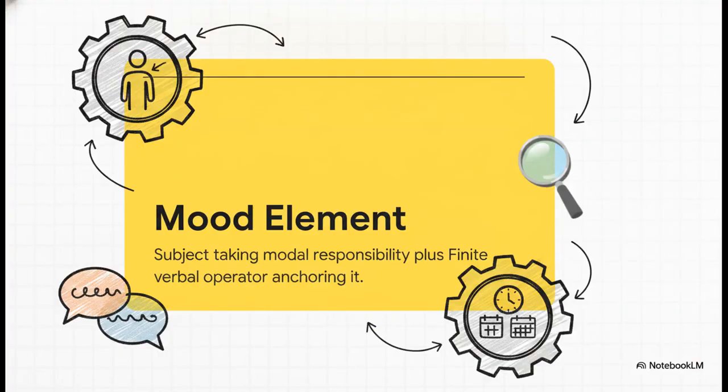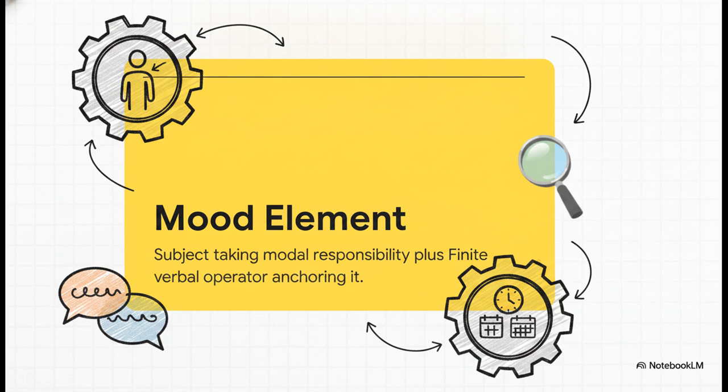Moving on to Section 2, Anatomy of the Mood. So how exactly does our grammar build these exchanges? Well, let's zoom in on the interlocking kinetic blocks of a proposition. In systemic functional linguistics, this absolute core is called the mood element. It's made of 2 vital parts. First, the subject. That's the entity taking modal responsibility. And second, the finite, which is the verbal operator anchoring the whole thing in time or probability.